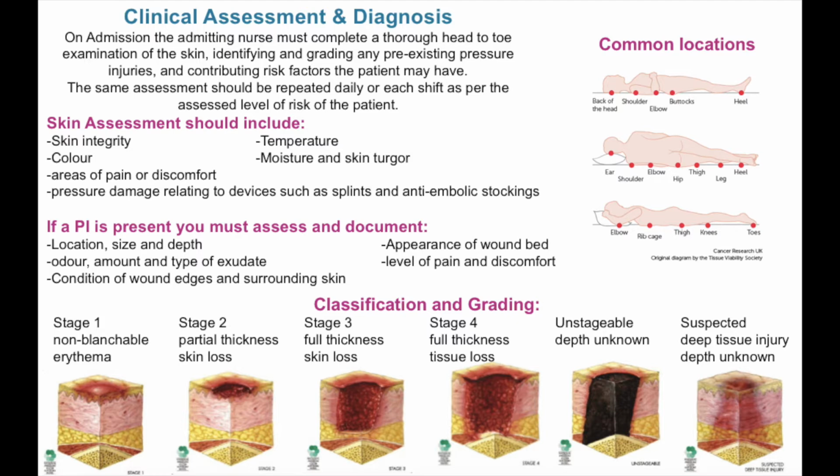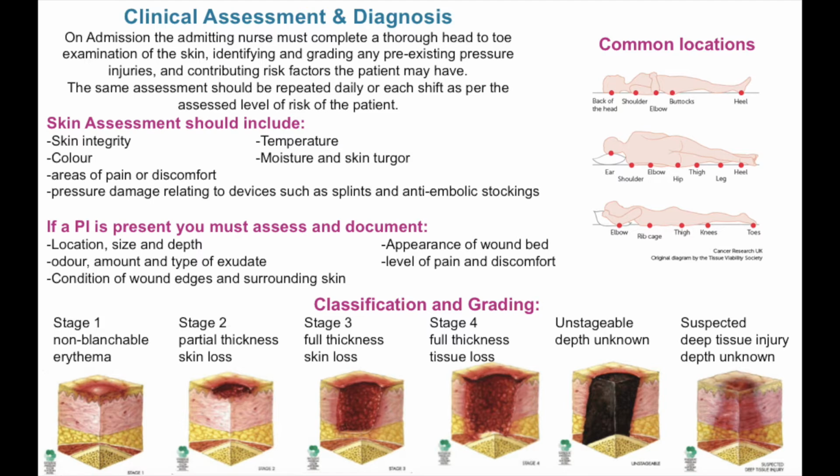If a pressure injury is present, you must assess and document location, size and depth of the pressure injury, appearance of the wound bed, odour and amount and type of exudate, the level of pain and discomfort caused, and the condition of the wound edges and surrounding skin. Classification and grading of pressure injuries are as follows.